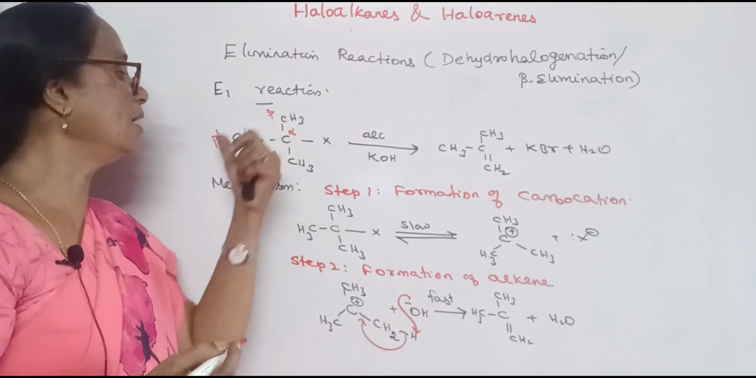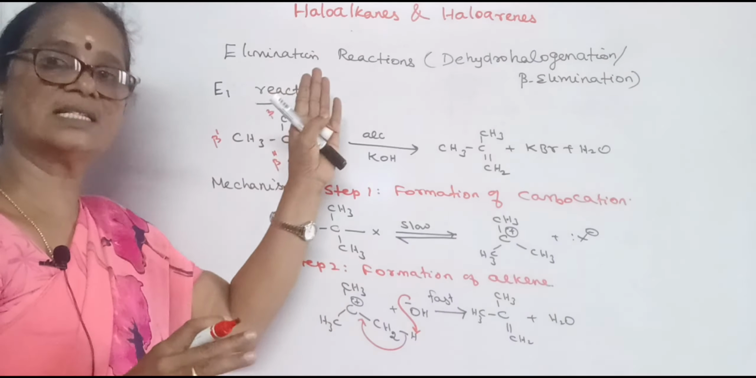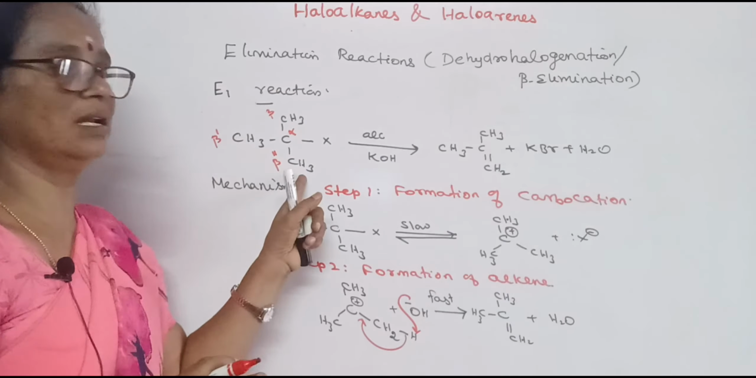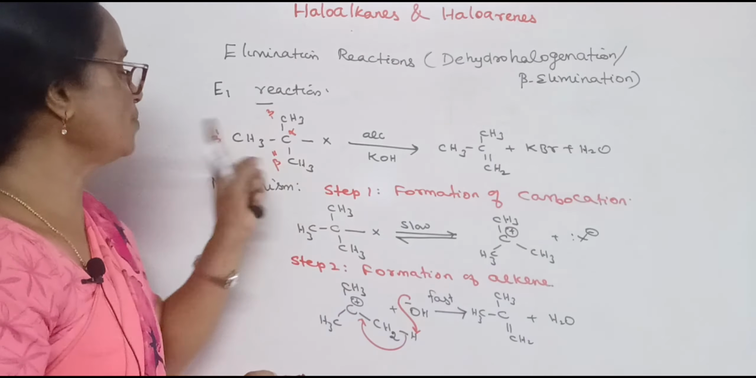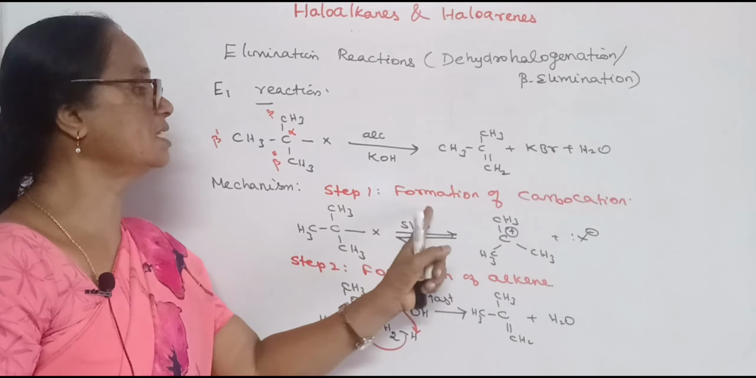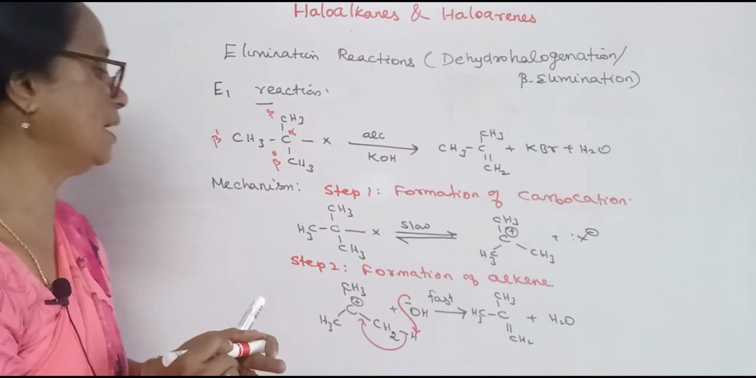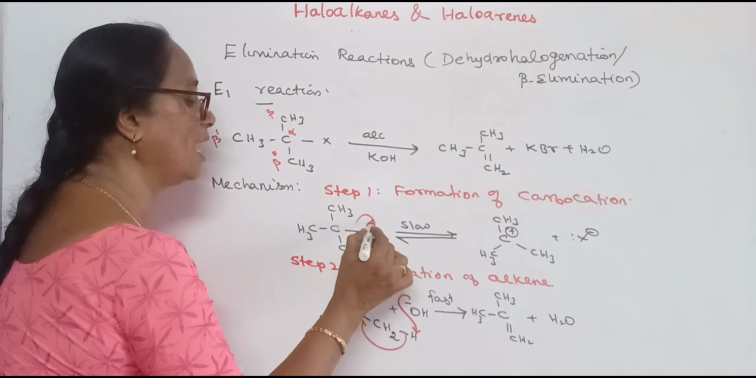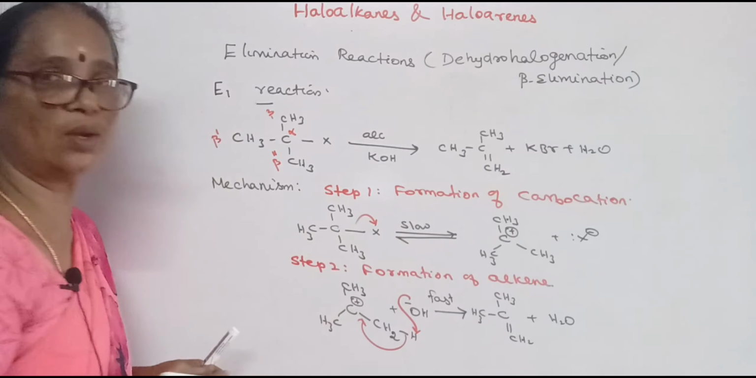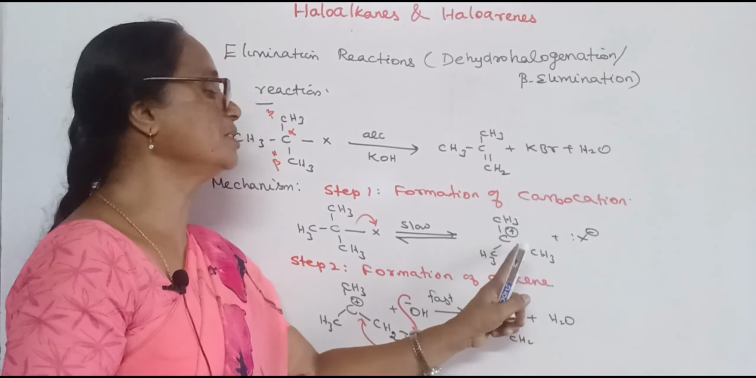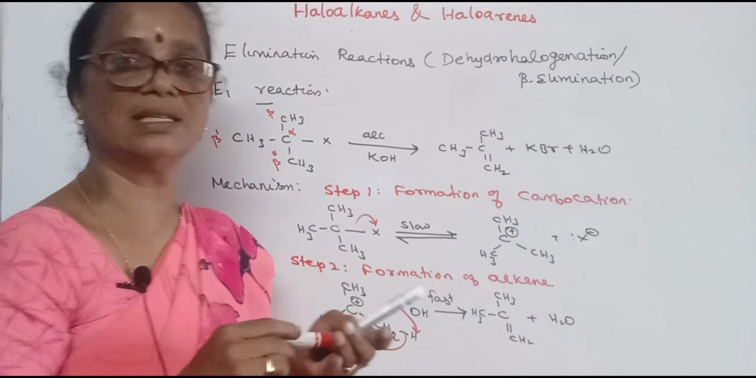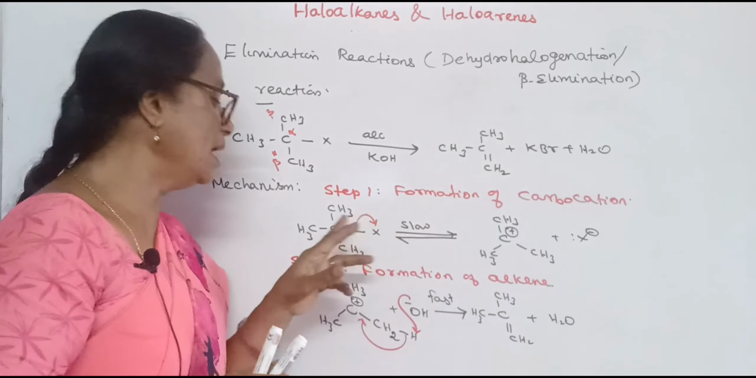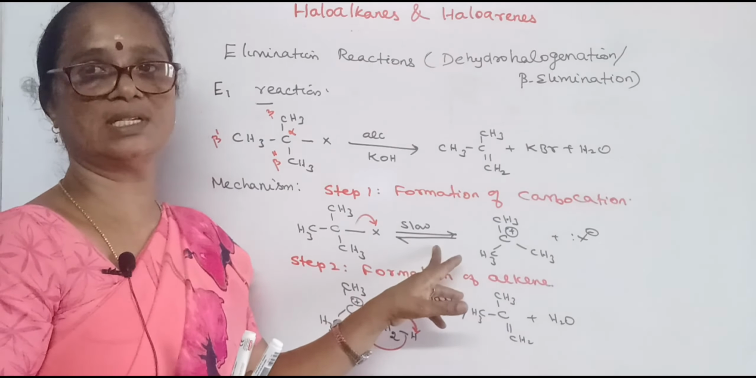But all the alkyl groups are similar, and hence we can remove the proton from either of the alkyl groups. In this mechanism, we may find the first step is formation of a carbocation. The first step proceeds with the removal of the halide ion from the carbon-halogen bond, and hence it forms a tertiary carbocation and the halide ion. Once again the reaction is reversible and this step is the slowest step.